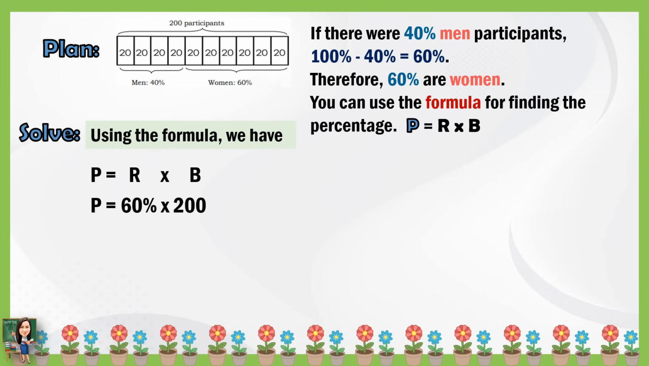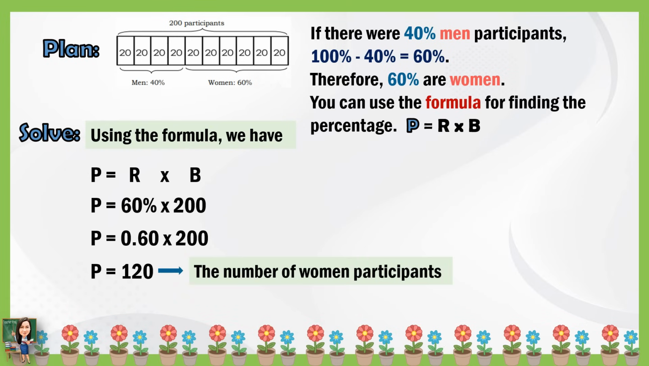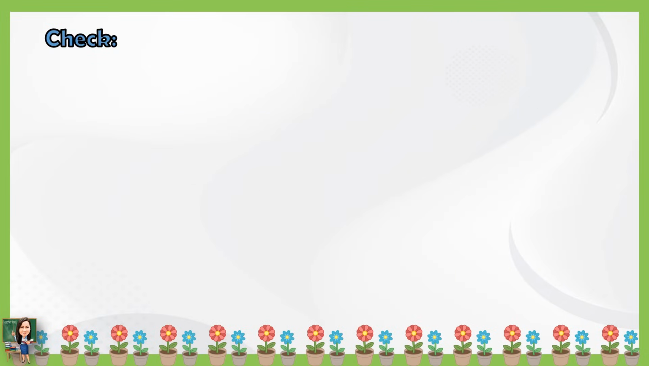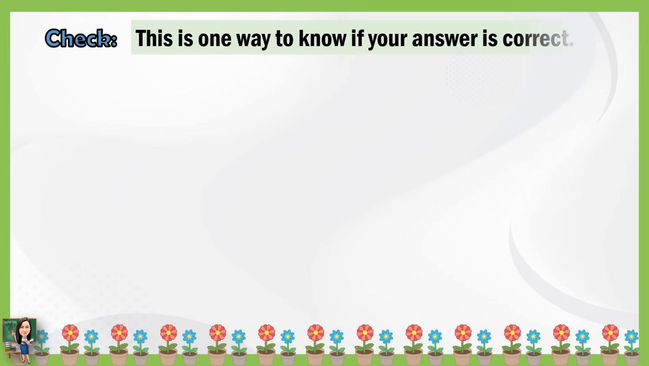Change 60% to decimal, which is 60 hundredths. Multiply by 200, which is the total participants. So 0.60 times 200 equals 120. 120 is the number of women participants. The answer is, there were 120 women participants in the seminar workshop. And the last step is, check if your answer is correct. This is one way to know if your answer is correct.